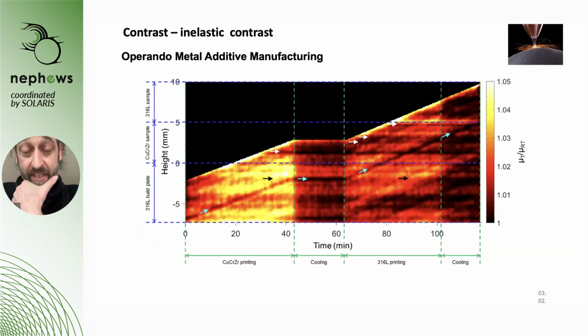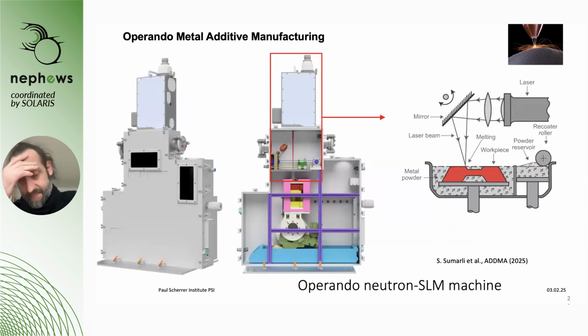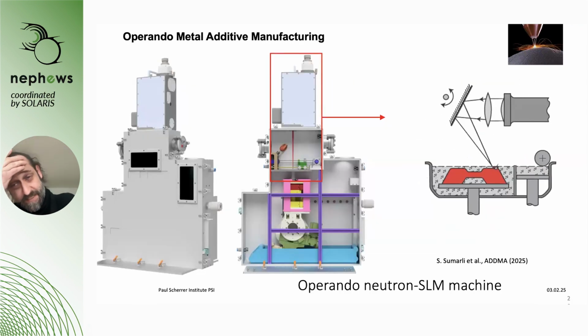So this mapping of the temperature through the inelastic contrast we can also apply in metal additive manufacturing. We have built a printer with which we can print metal on the beamline. And with the inelastic contrast, we can see how the temperature evolves during printing. And you can see here how the material heats up. And then we stop the printing for a while and the material cools down. And then we continue printing and it heats up again. And then we stop again. And this is important for some processes, but you will see how this is also important for other observations that we make.